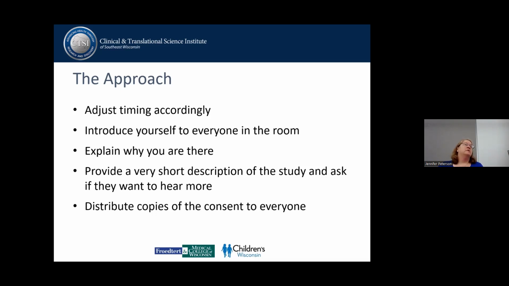If they want to hear more, that's when I actually give the consent form to people, just because sometimes handing somebody a consent form means they start reading the consent form and stop listening. To some people, the consent form can be really intimidating. So I kind of ease them into it by talking a little bit about the study and then saying, okay, if you're interested, then let's talk about consent.